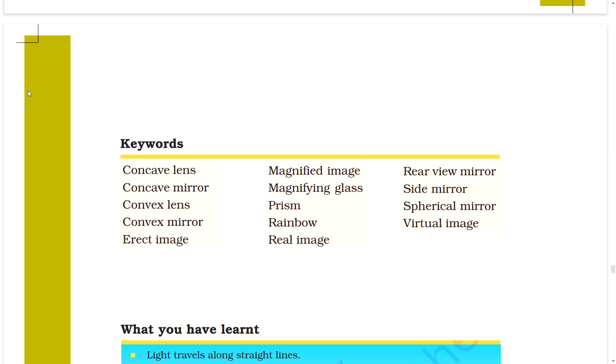Keywords. Concave lens, concave mirror, convex lens, convex mirror, erect image, magnified image, magnifying glass, prism, rainbow, real image, rear view mirror, side mirror, spherical mirror, virtual image.